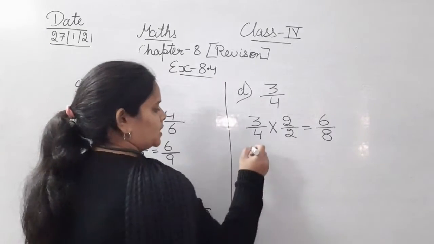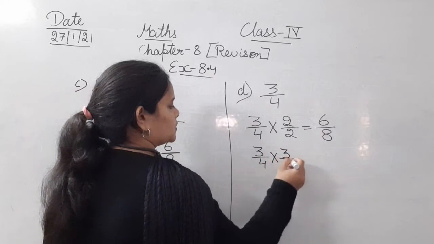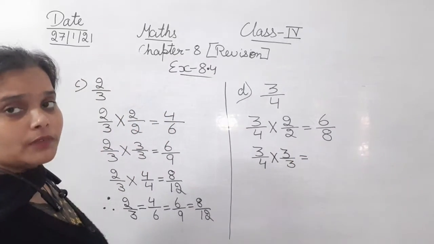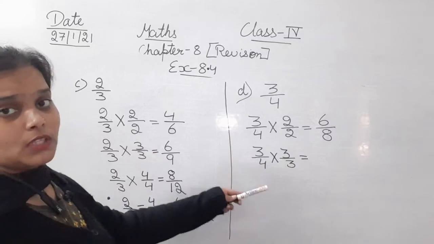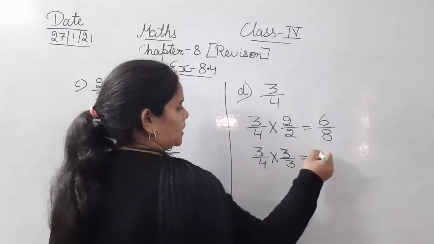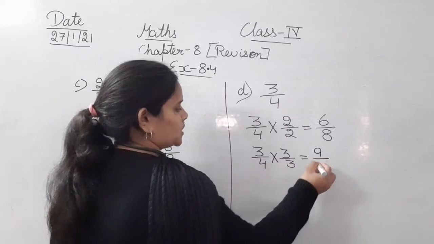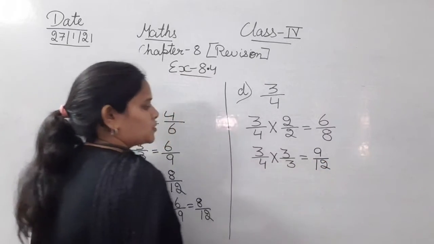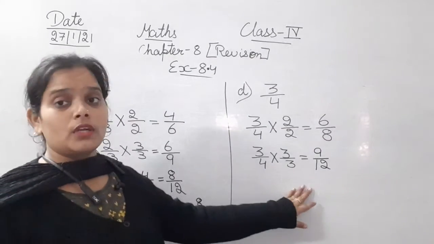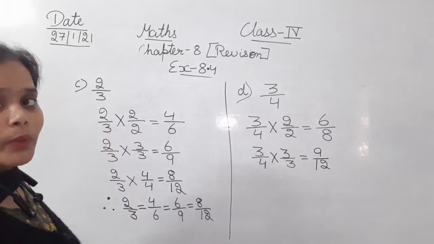Moving next to the second one. 3 upon 4 multiplied by 3. So let's multiply 3 upon 4 with 3. So that is 3 3s are 9. 3 4s are 12. So the next equivalent fraction to 3 upon 4 is 9 upon 12.